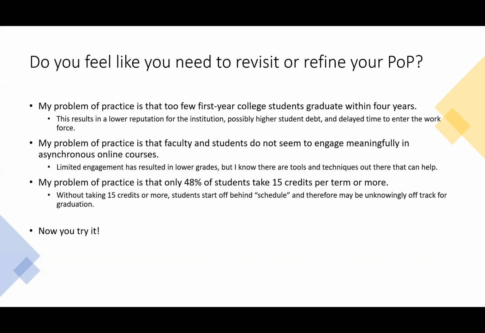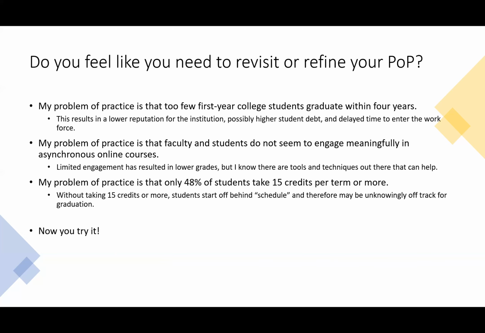So full-time is 12 units, but on track to graduate in 4 years is 15, right? So there are some advising solutions that can be put in there. But if you need to refine or revisit your problem of practice, I really highly recommend that you just try to finish that statement: My problem of practice is.